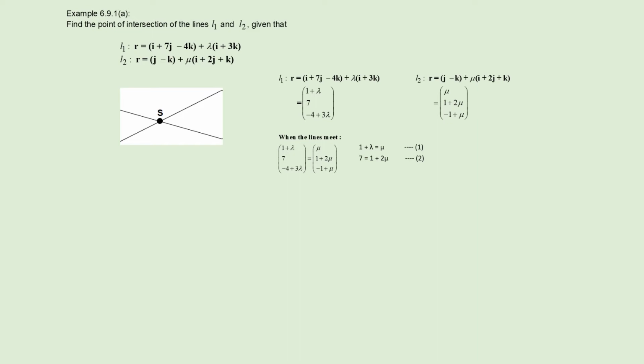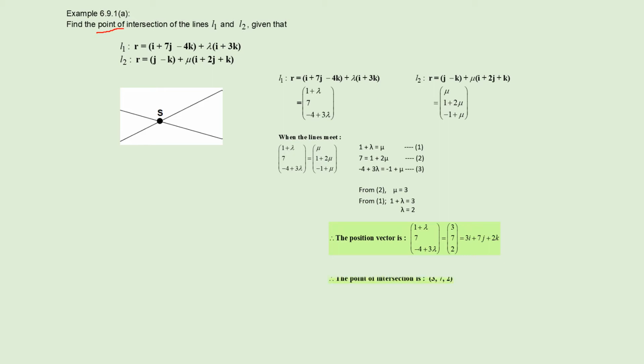So from here, you can form three equations and solve them to find the values for mu and lambda. And you must remember that our answer now, either as a column vector or in ijk form, is a position vector. The question asks for a point, so make sure you give your answer in the form of coordinates like this.